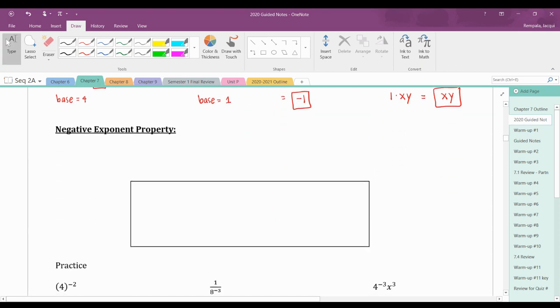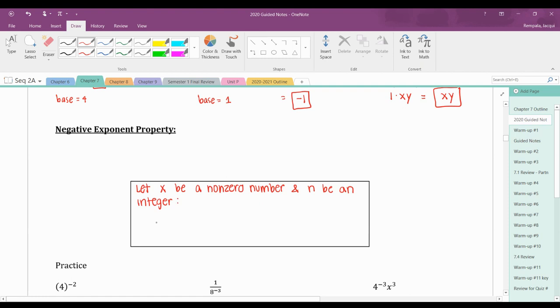The second thing that we're going to talk about is the negative exponent property. Here's our definition. We're going to let x be a non-zero number. Once again, that means that it can be any number except for 0. And we're going to let n be an integer. An integer is just a number on the number line, like negative 1 and 0 and 1 and all that kind of stuff. So n can be 0, but x is non-zero.